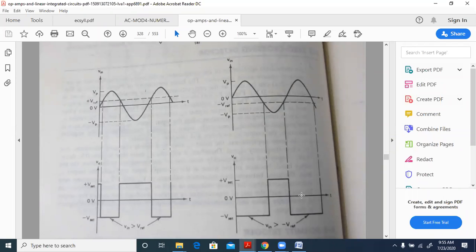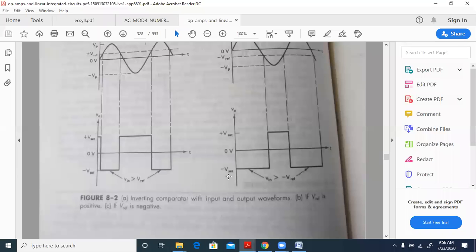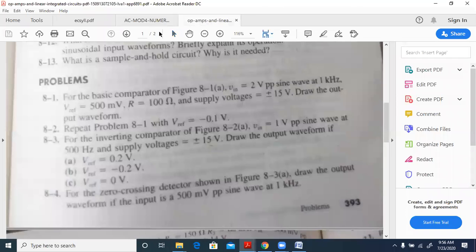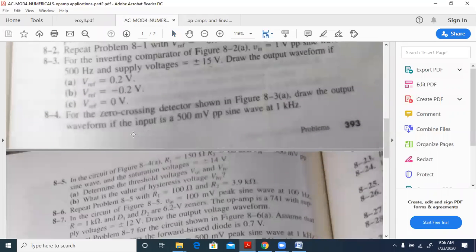So whenever the input is more than the reference value, output will become negative. Whenever the input value is lesser than the V reference, output will become positive, for an inverting comparator. You can see that this is an inverting comparator, and that is what we have here, the inverting comparator in the question also. Now let us go for the next one.